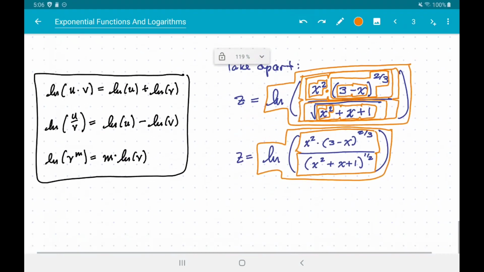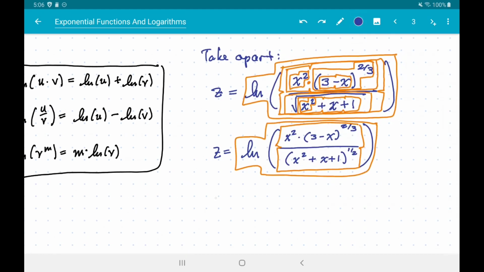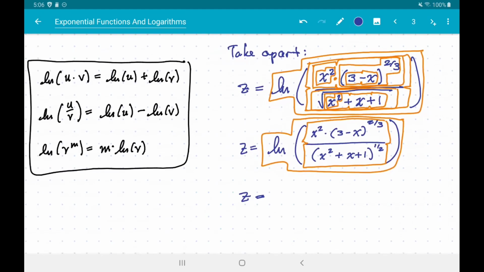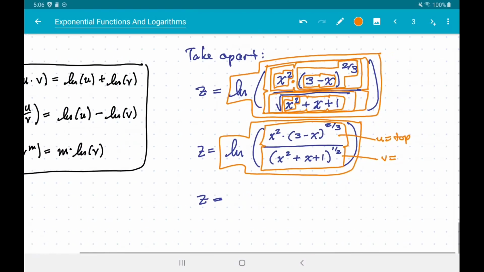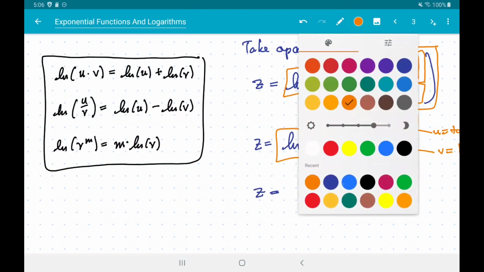Okay, now looking at the rules, which rule applies? This one. ln of division comes apart. So here we go. Z equals, let me get the orange pen back again. All right, so the U is equal to all this stuff on top, and the V is equal to all this stuff on the bottom. I need to write ln of U minus ln of V. So ln of the top minus ln of the bottom.